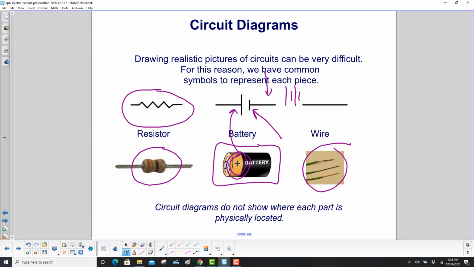Wire is just going to be a straight line. Now, circuit diagrams do not show where each part is physically located. This is just the schematic.